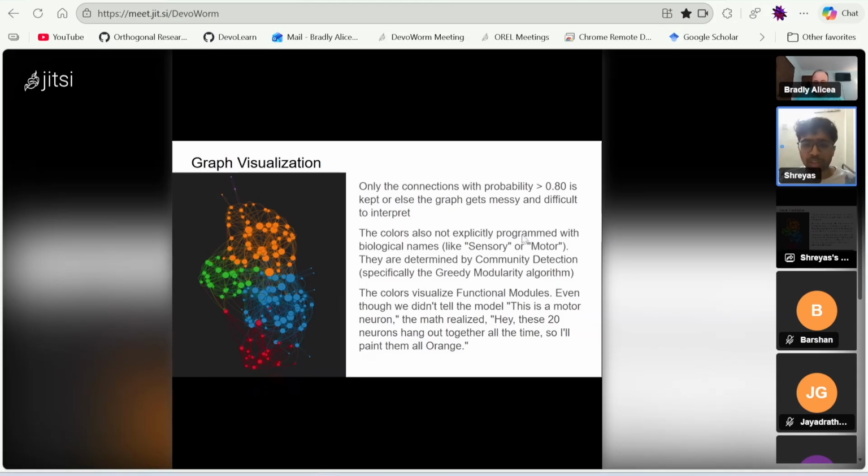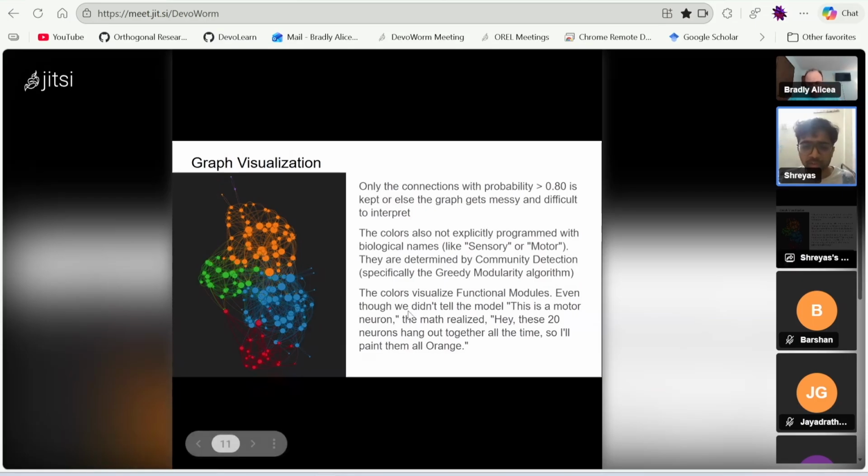The colors are not explicitly programmed with biological names such as sensory neurons or motor neurons, which I mentioned in the biological paper I referred to at the start, where they said each of the neurons is categorized into some spaces, sensory or motor and so on, and there's a hierarchy. The colors are not programmed to be that. They're determined by community detection, specifically the greedy modularity algorithm. The colors visualize functional modules. Though we didn't tell it, it understands that here is a cluster, see the yellow ones, the orange ones, where these neurons are highly connected amongst themselves and form a cluster in themselves. There are not many connections from, say, orange to red. They're remaining with each other.